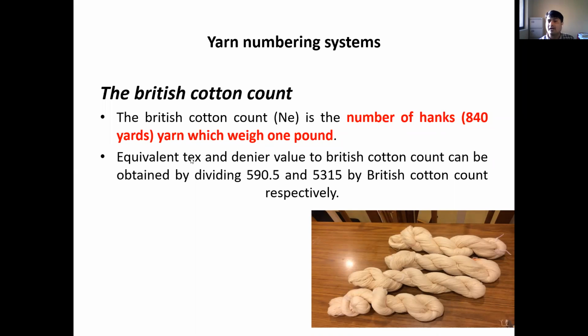If we convert British count to tex, then we divide 590.5 by whatever the British count is, and that will give the tex value. If we want to convert to denier value, then we have to divide 5315 by the British count. 5315 divided by whatever British count is there, we will get the denier value. So direct to indirect or indirect to direct we can go, but we have to remember the formula.